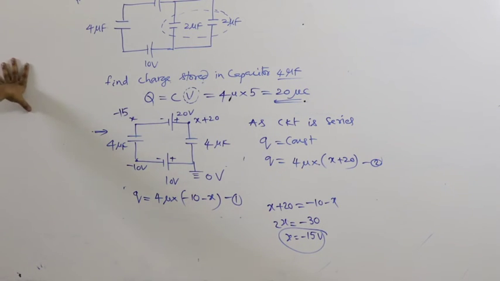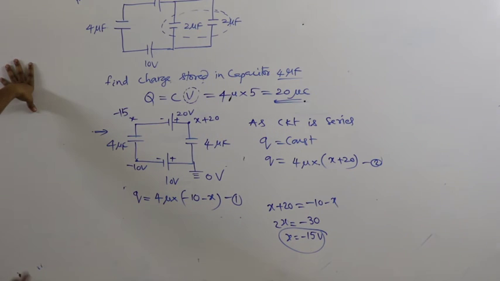So this is how to do it. When you are unable to identify which of them are in series, which of them are in parallel, you just go with this assumption. Okay, right. Now we will go for one more. We'll go for one more question.